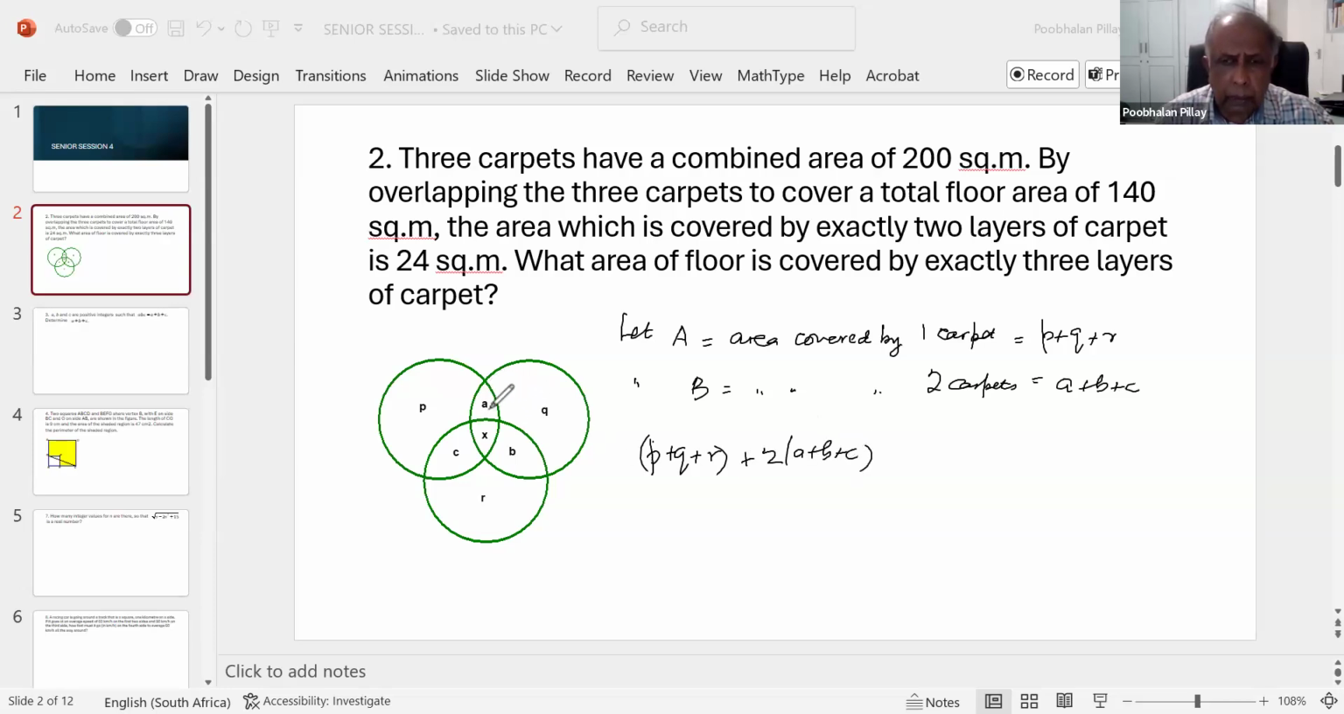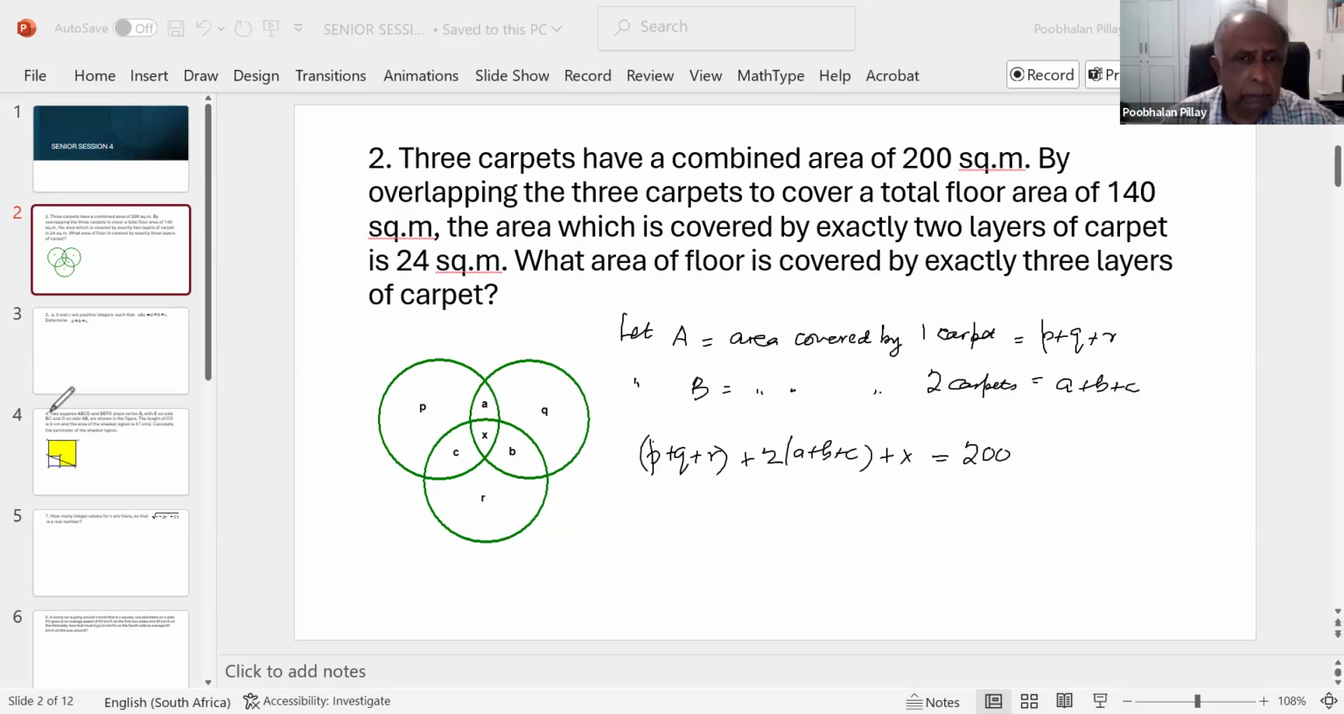Because this A is counted twice when you separate them. And the same thing with C, and the same thing with B, and then finally X. Okay? So that gives you, this area here is 200, the total area. Oh, you're supposed to have 3X. That's right, because X is counted twice.